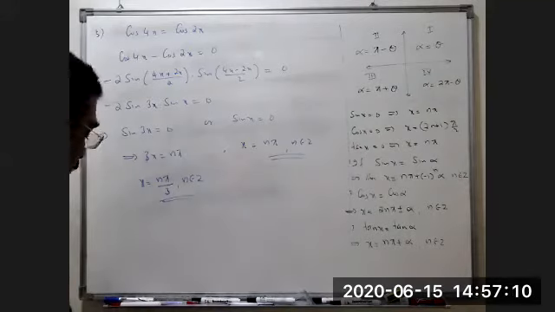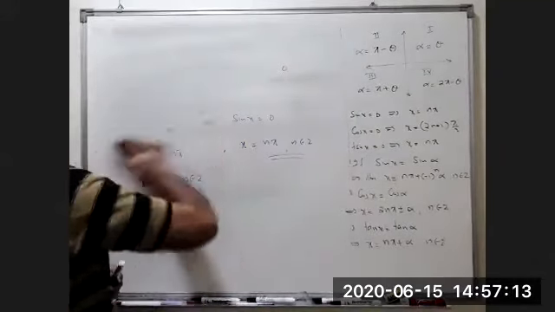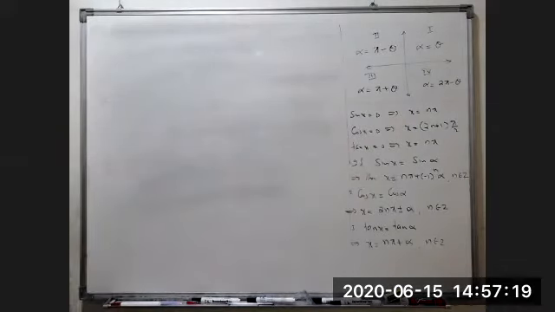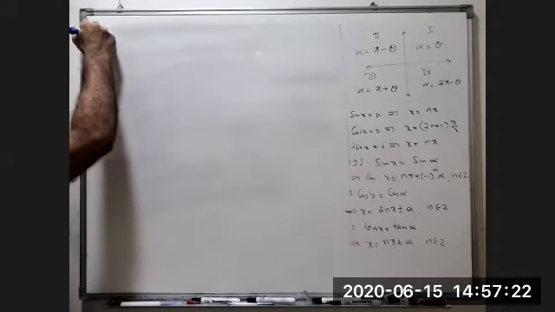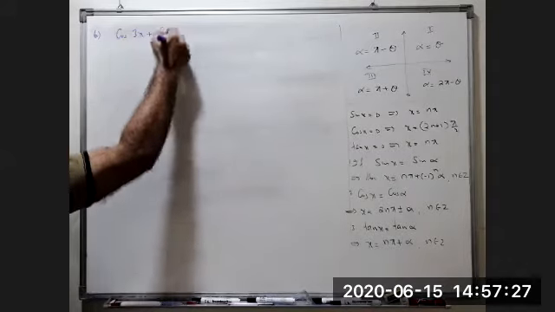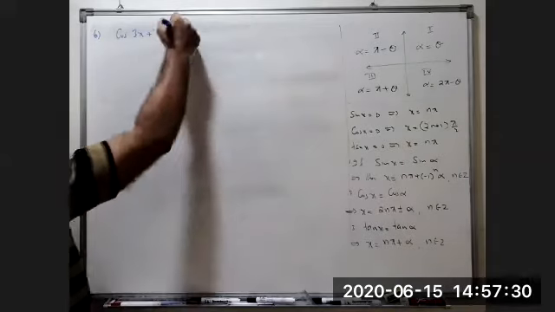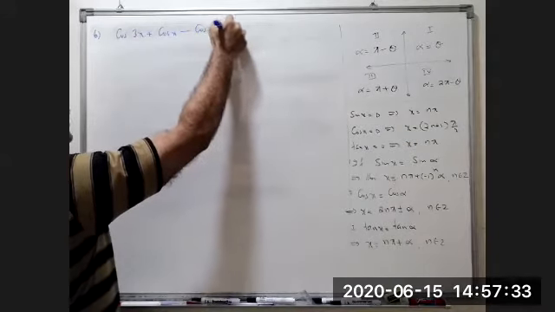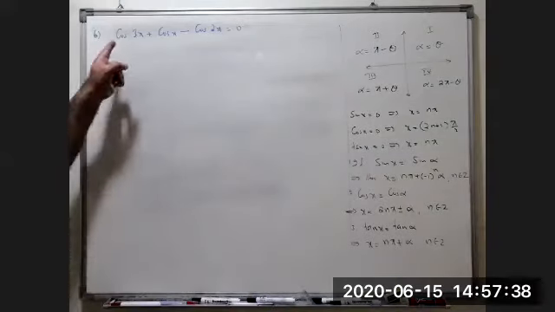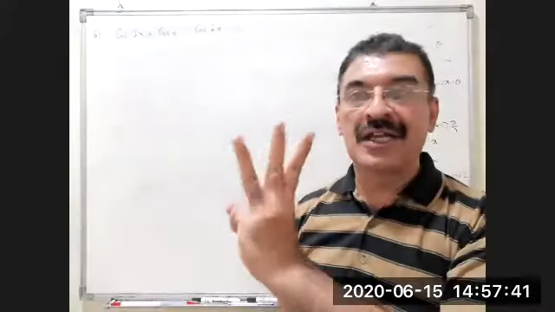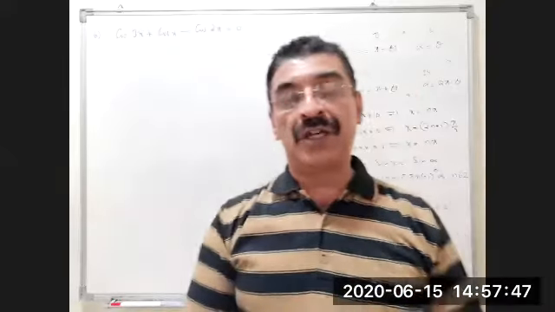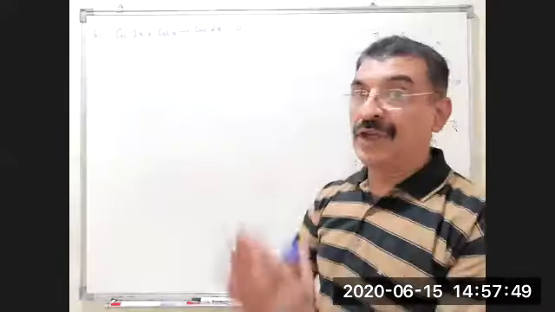Now, next one. Question number 6: cos 3x plus cos x minus cos 2x is 0. Again here, out of 3 terms, we need to combine 2 terms. Which 2 terms have to be grouped? We have to make it out by observing.